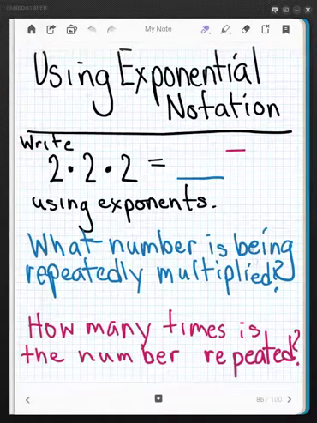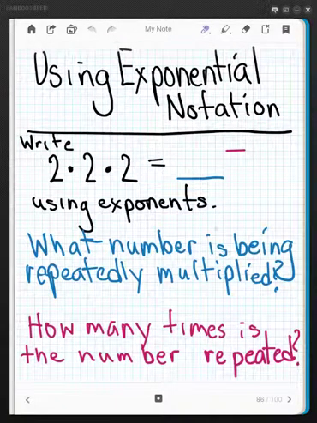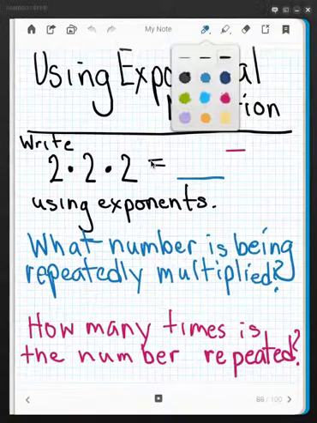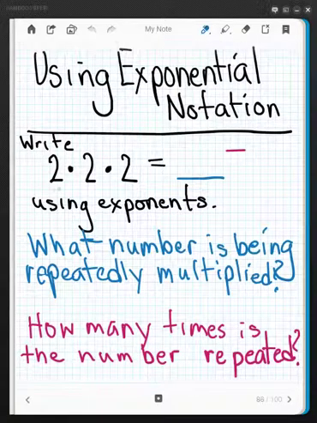All right, moving on. Now we're going to use exponential notation to rewrite a product. The first thing we want to learn is how to write 2 times 2 times 2 using what we call exponential notation. That's just a fancy way of saying using exponents.